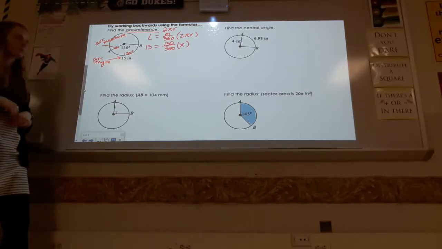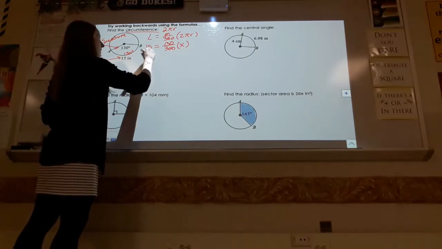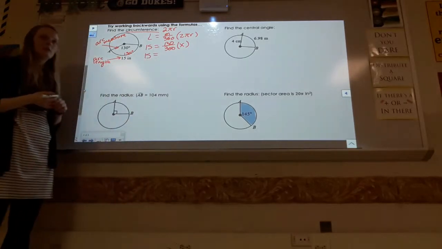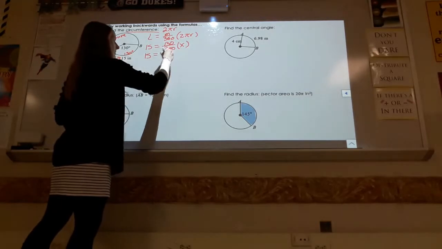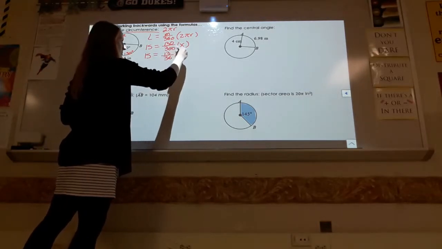Can we simplify it first? Sure, you can simplify that. What would 130 divided by 360 be? 13 over 36. Okay, so you can simplify. You don't have to, but if you want to make the number smaller, feel free.